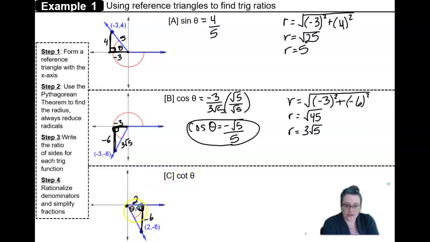So cotangent is x over y, which means we don't need to know the length of the radius for this one. So we're going to make a ratio of the x coordinate divided by the y coordinate. And we want to reduce that fraction. So cotangent of theta is equal to -1/3.